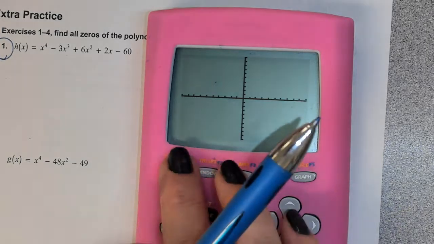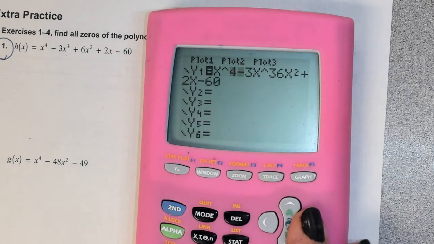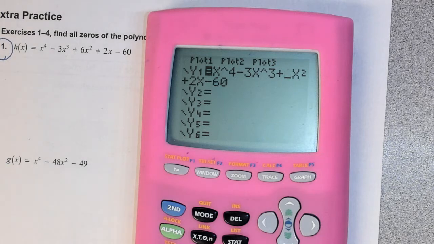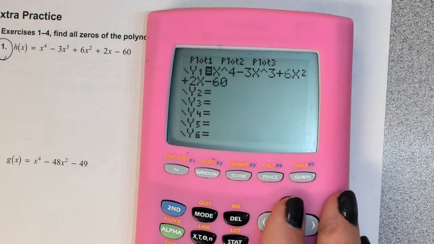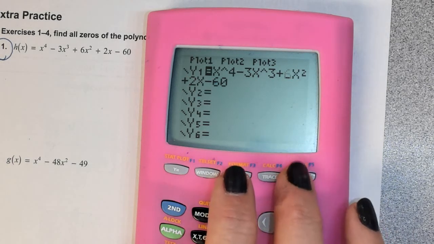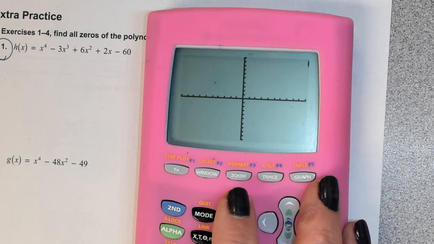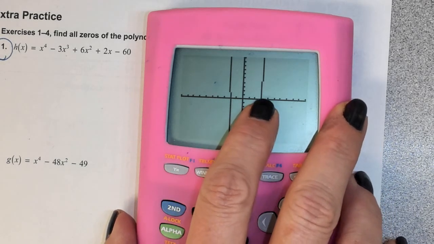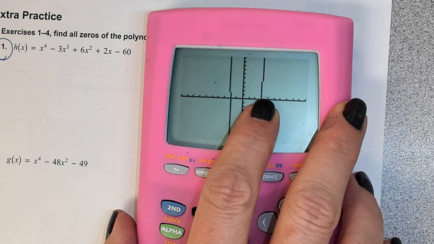I made a mistake somewhere. Yeah, there we go. That's a plus. Okay, so I fixed the plus. That's stuck in there now. So now I'm going to look at my graph again. And I can see that I actually do have one real negative solution and one real positive solution.